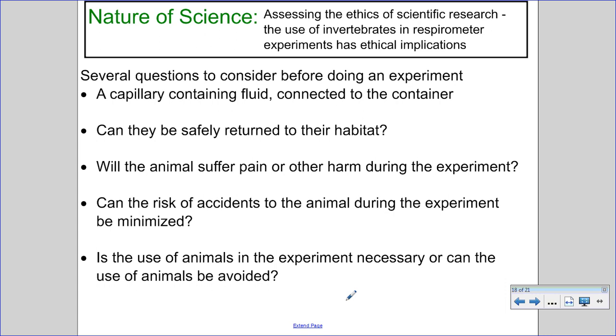For the Nature of Science statement, which relates to this, we are assessing the ethics of scientific research. The use of invertebrates in these respirometer experiments does have ethical implications. When you're using any organism, there are always several questions to consider before doing an experiment.